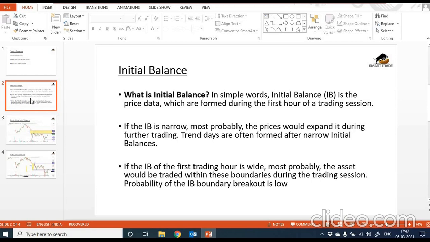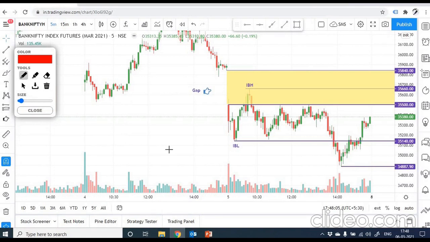So let's look at Bank Nifty and Nifty a little more closely and see what the IB type was and how it played out. Let me go to TradingView and look at Bank Nifty first. This is Bank Nifty on 5th March. Clearly we can see a gap down. This was a gap down day, of close to 350 points.